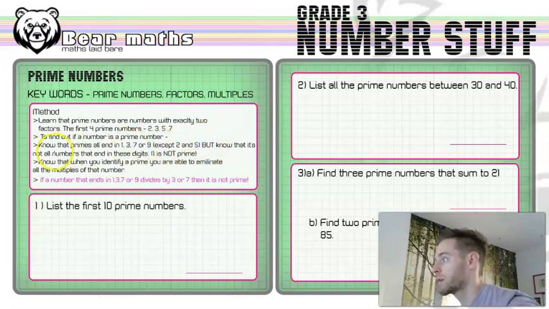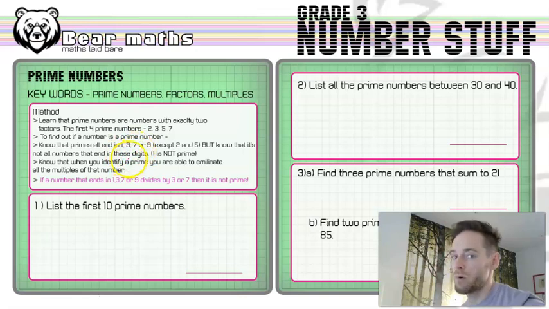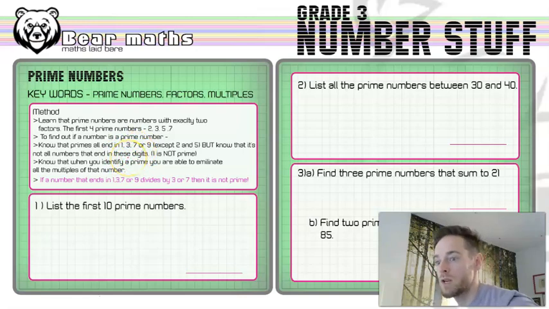But know that it's not all the numbers that end in those digits, sorry, that are prime. So, for example, 27 is not a prime number because it divides by 3 and it divides by 9. So it has more than two factors. Also, 1 is not a prime number, okay? 1 is not prime. You have to understand that, and it's because 1 only has one factor, which is itself.